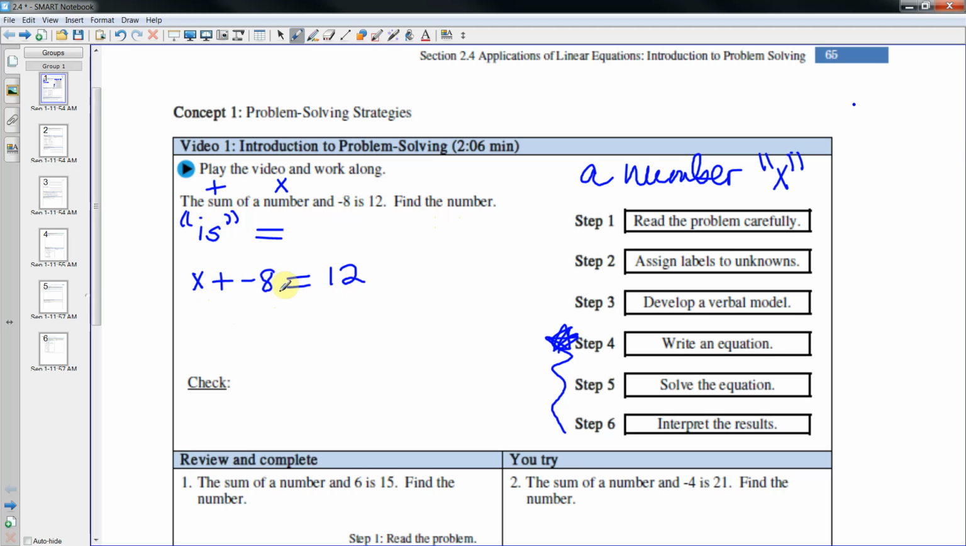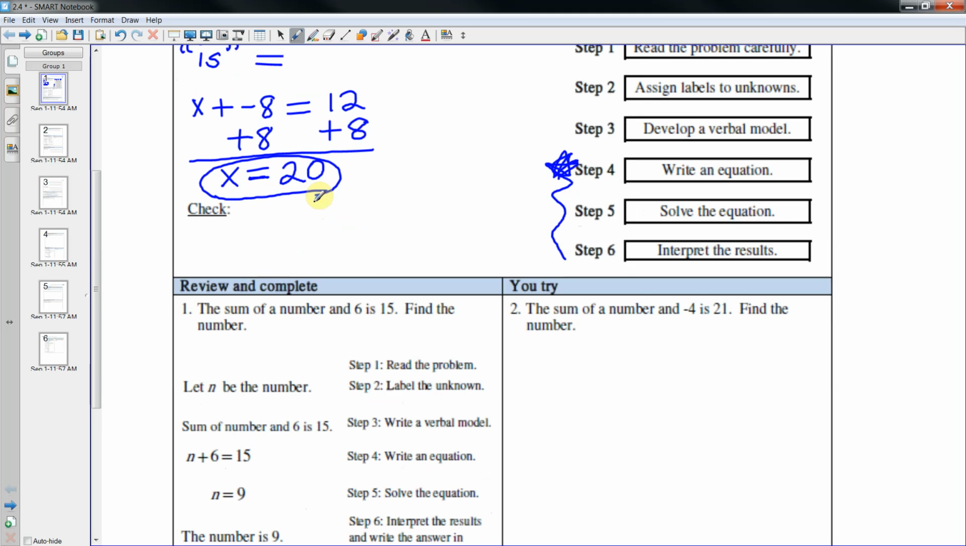So I'm going to do the opposite. It says plus a negative 8. That's really minus 8. So I'm going to add 8 to both sides in order to cancel out that negative 8. So x equals 20. So my number is 20. Check it in your head. The sum of a number and negative 8. So does 20 plus negative 8 equal 12? Well, 20 minus 8 would be 12, so that would be correct.